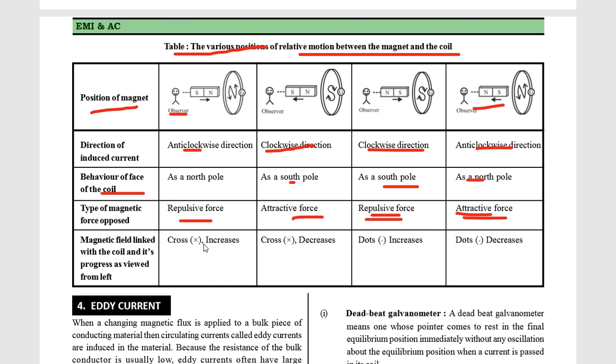So cross increases, it means the field is passing through the plane of paper perpendicularly. Cross decreases, here the magnetic field increases, the cross will decrease. Dot increases, dots decrease.